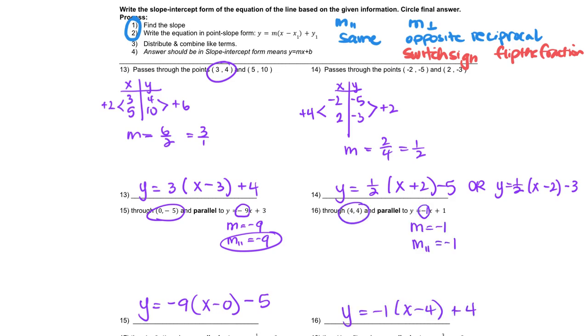Quick check of example 16. You hopefully saw the slope was -1. Because it's parallel, it needs to be the same. And we're going through the point (4, 4). So y equals -1 times x minus 4, because I have a plus 4 here, and these should be opposites. Inside the parentheses are opposites, and then outside is the same, so it stays plus 4.